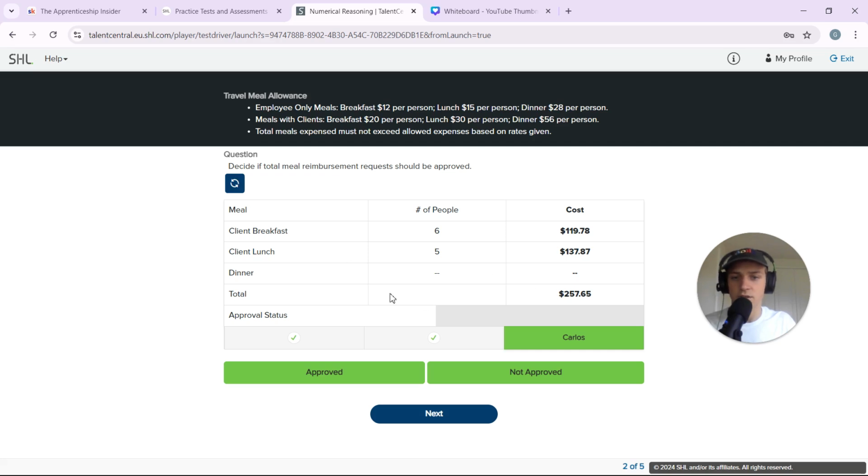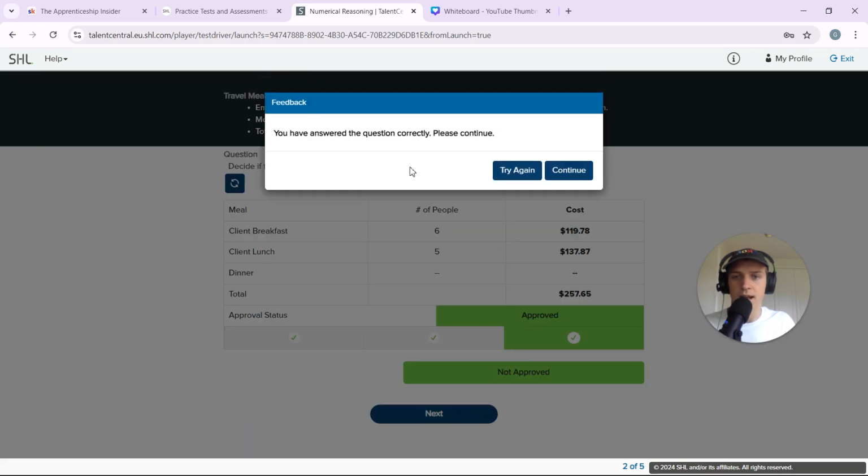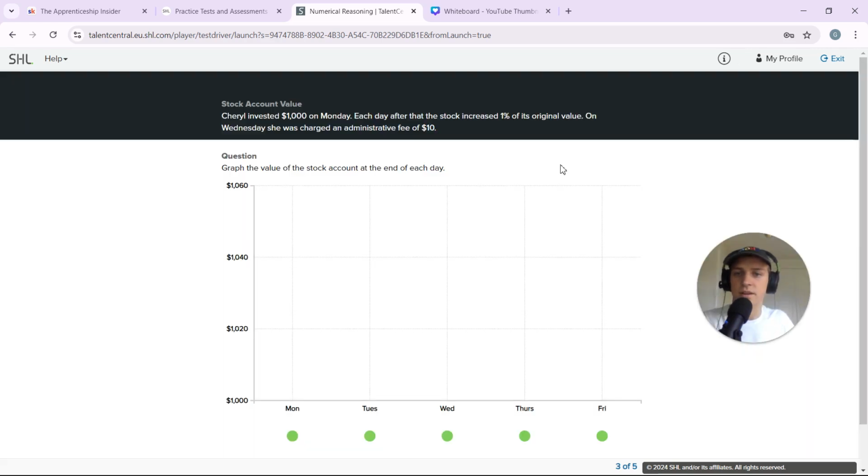Now, this is where it's asking you to do a bit here. Ooh, interesting. 257. Do those 2 numbers add up? They must do, right? Yeah, they do add up. Okay, she didn't have dinner. I was just trying to see if they were trying to do it like another thing for here, but no, they didn't have dinner. So yeah, you're approved on that one. Boom. Answered the question correctly. Please continue. Thank you very much.